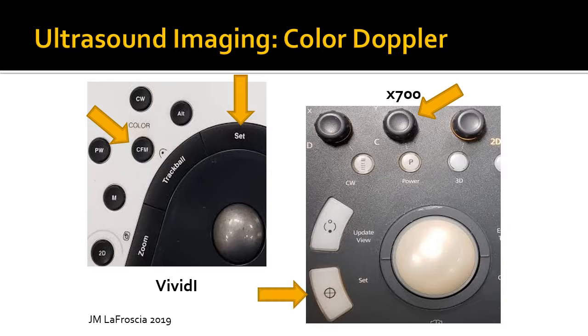Use Set and the trackball to change the size of the sample volume, and press the Set button again to lock that size in. Use the trackball to move the wedge over the area of interest. To go back to regular imaging, simply press CFM or C again. Give this mode a try the next time you have a procedure with ultrasound. The more you use it, the easier it gets.